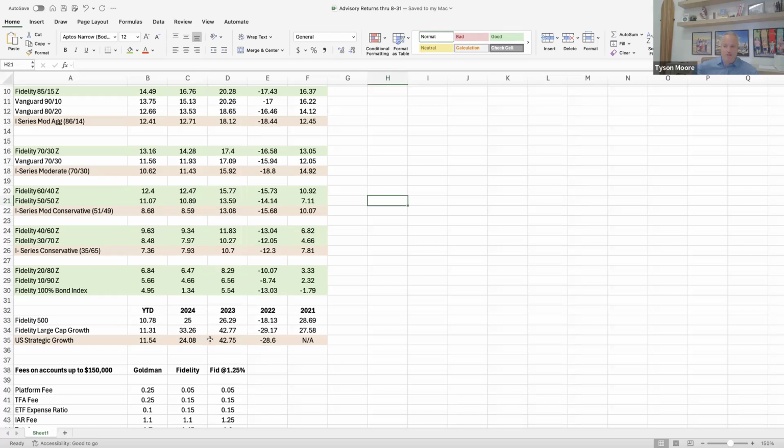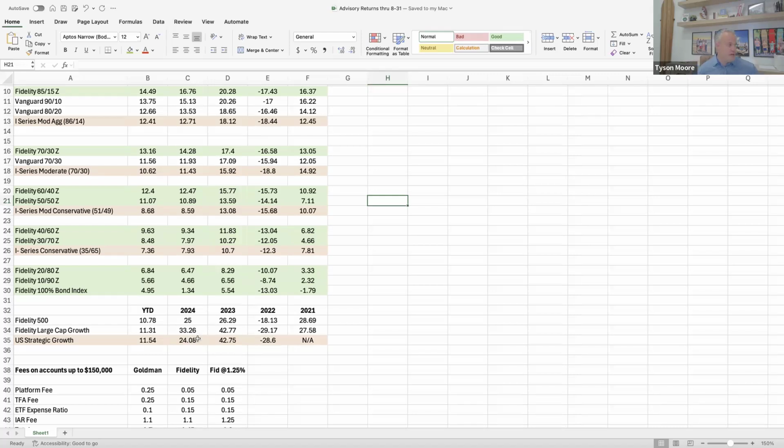But look at U.S. strategic growth. This has been a heavy allocation for me. So my Goldman accounts have done okay the last 5 years, fortunately, because of this U.S. strategic growth. But even when I look at 2024 performance, it's lagging these other indexes.